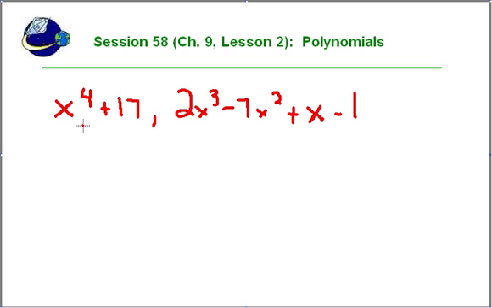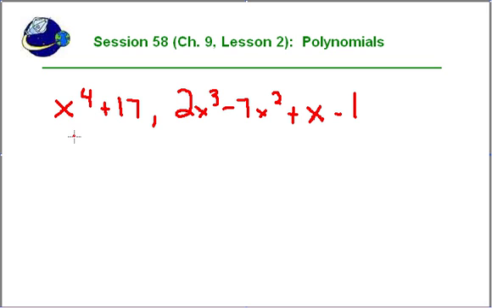Over here in our first example, x to the fourth plus 17, what is the degree of this polynomial? The degree of the entire polynomial is that of the monomial that has the biggest degree within it. This has a degree of 4, and that's bigger than a degree of 0. So we have a polynomial of the fourth degree here.